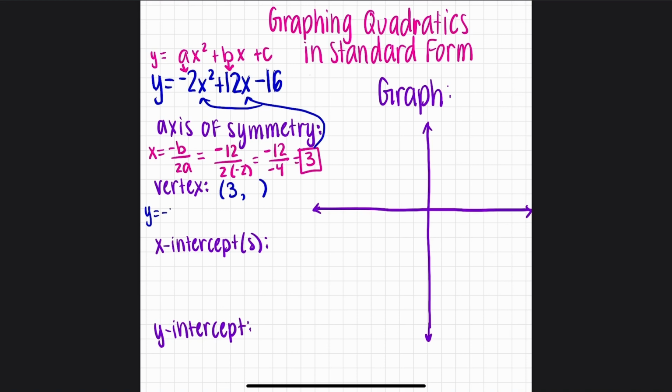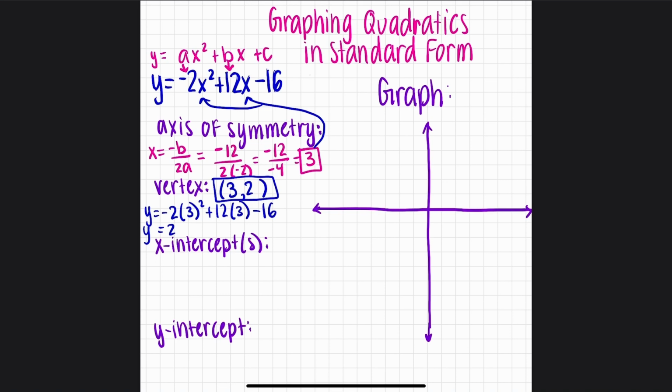Y equals negative 2 times 3 squared plus 12 times 3 minus 16. So I just replaced all those x's with 3. And now you can plug that into your calculator, just exactly how it looks, and I get 2. So I get y equals 2. So our vertex is 3 comma 2.